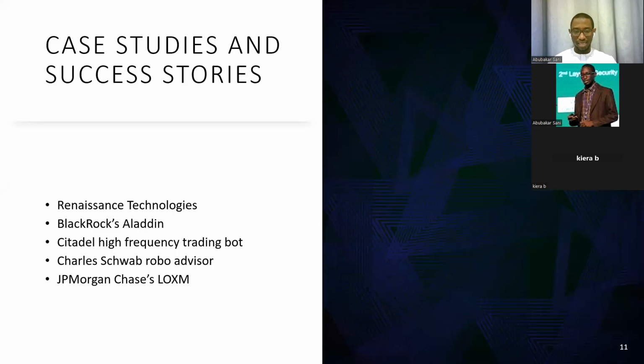And as I said, this has been in the news. For example, the big guys in Wall Street have used AI. Renaissance Technologies, BlackRock, Citadel, Charles Schwab, JP Morgan, these are big names in Wall Street, and they have been using AI systems to enhance their trading performance.